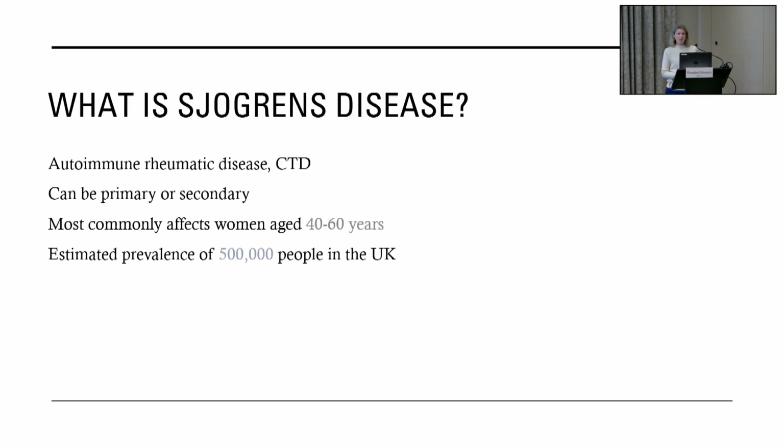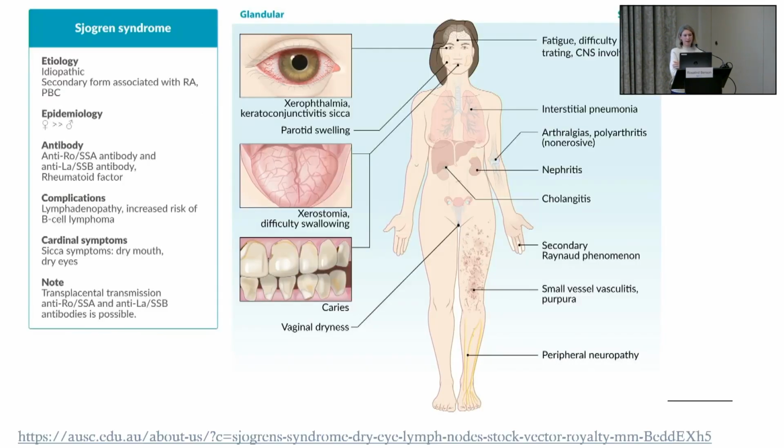So what is Sjögren's? We often talk about it as Sjögren's syndrome, but in the most recent guidelines, it's now called Sjögren's disease. It can be primary or secondary. Secondary is alongside other types of autoimmune diseases. I've had a patient today who has rheumatoid arthritis and has secondary Sjögren's as a result. It commonly affects women, 40 to 60 years old, and has a significant prevalence within the population of about 500,000. This is primary Sjögren's I'm talking about.